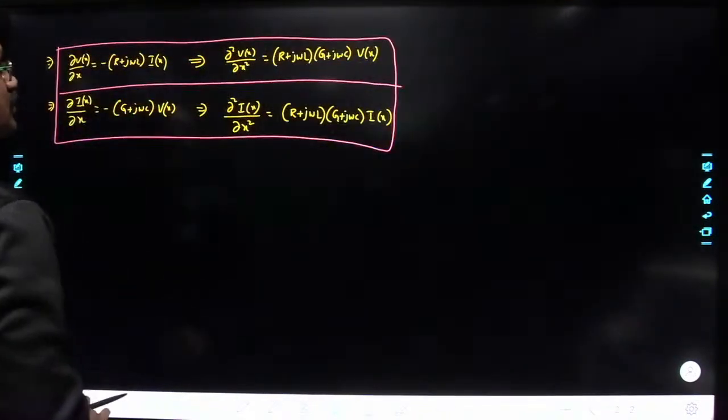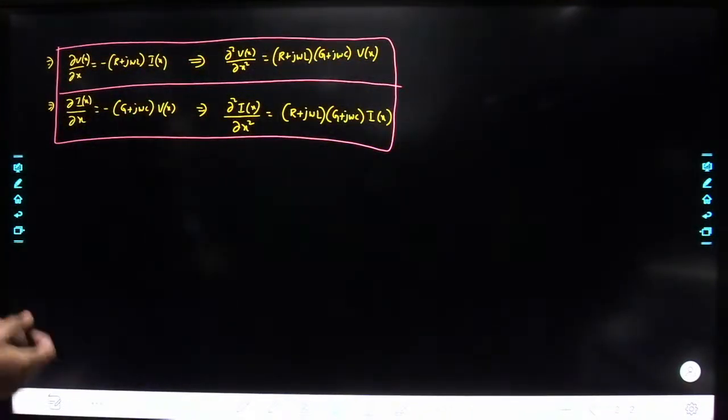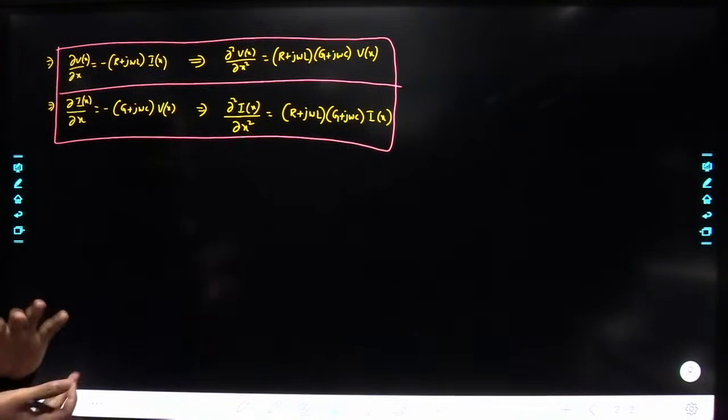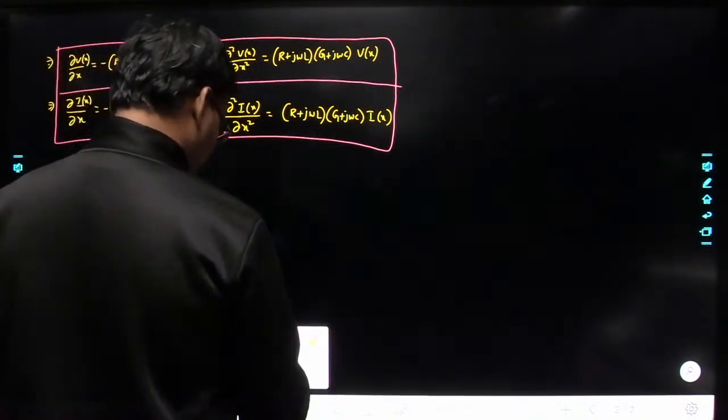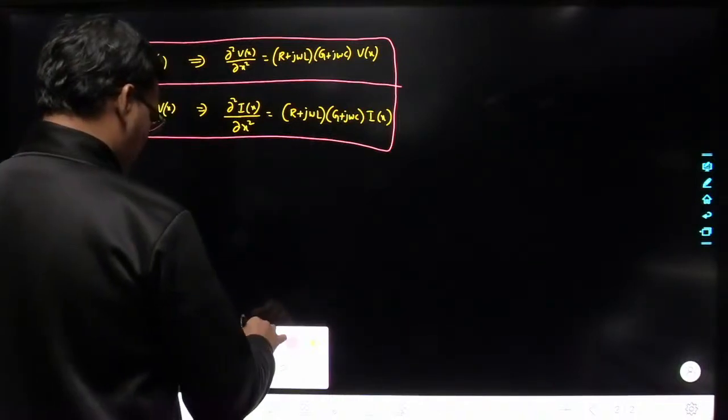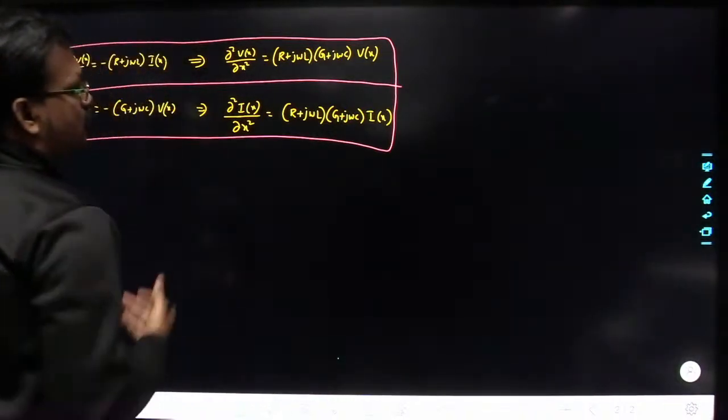Okay, so these are the equations we got from the equivalent circuit model. Yes or no? So we have completed that GATE problem here. Now again coming to our topic.